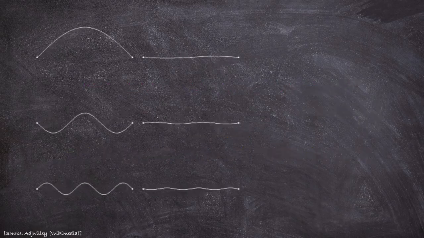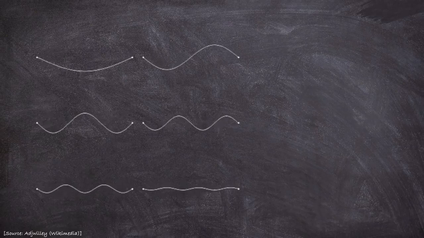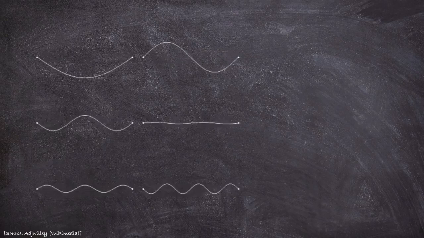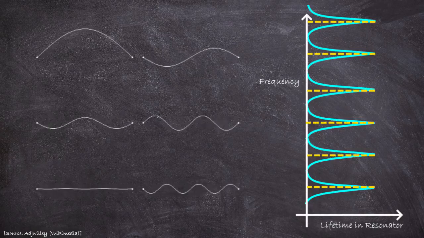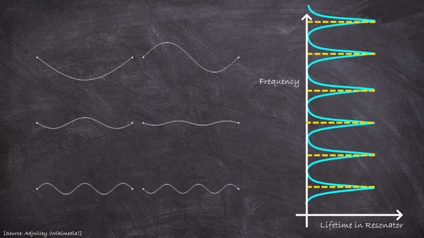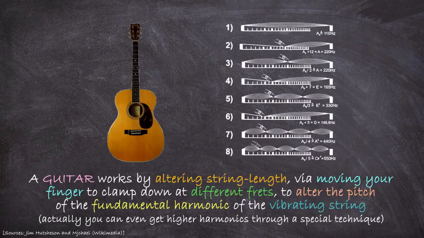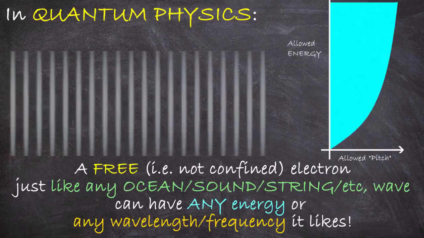For example, if I have a vibratable string and I clamp it down at 2 points, I find that between those points, I only have certain allowed states with certain frequencies that can exist. They're discrete harmonics created by confining a wave. That's exactly how something like a guitar works, or really any musical instrument. You confine a wavy vibrating system and thus force it to only allow certain discrete frequencies or pitches. And in quantum physics, electrons do this too.